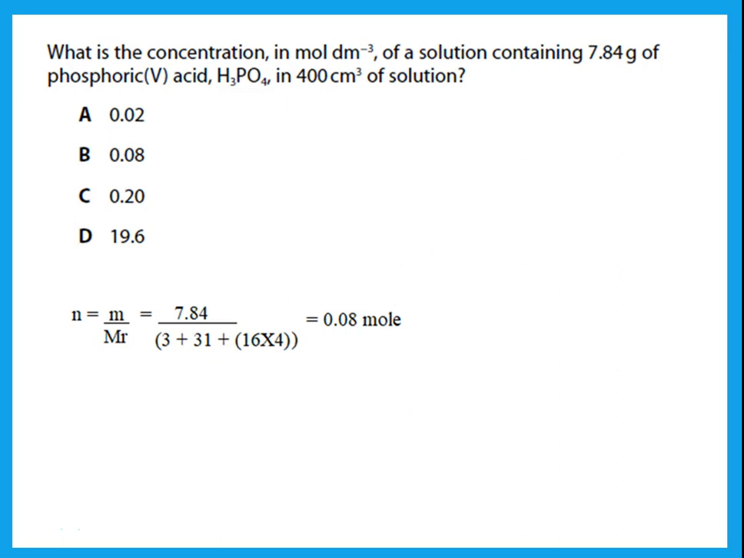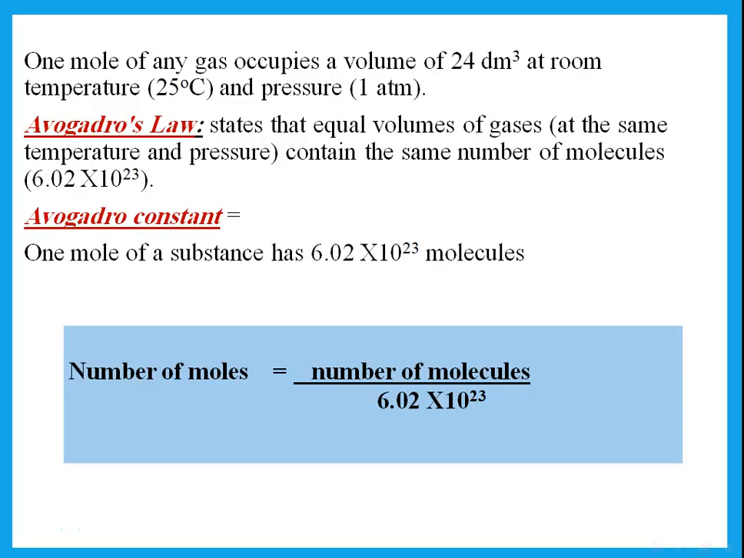But he doesn't want mole, he wants concentration. So I look at the equation that relates moles to concentration. Concentration is number of moles over volume. The number of moles that I got over the volume that he's talking about. Again, I cannot put it in centimeter cubed. I have to divide by 1,000 first before I put it into the equation, so that's why it's 0.4. I end up with a concentration of 0.2, and that means my answer is C. Following? Okay.